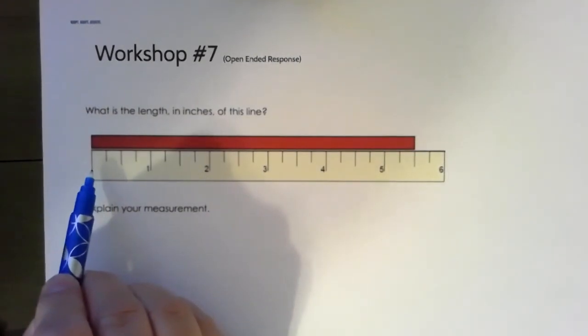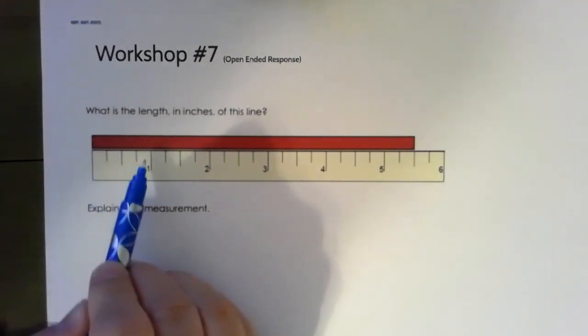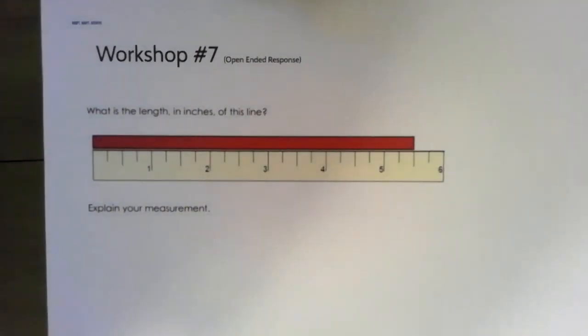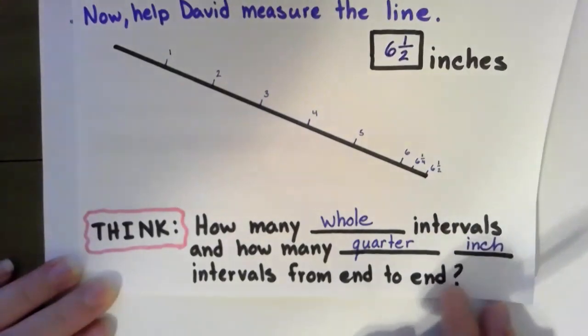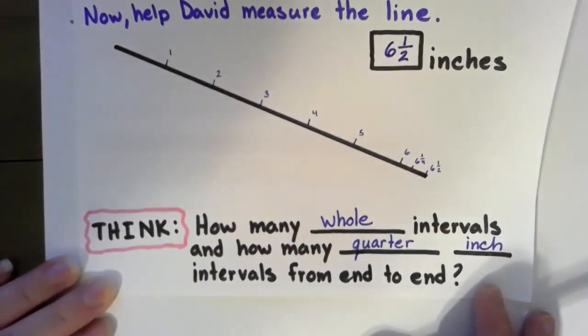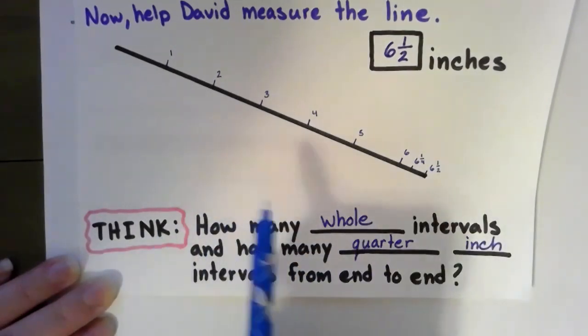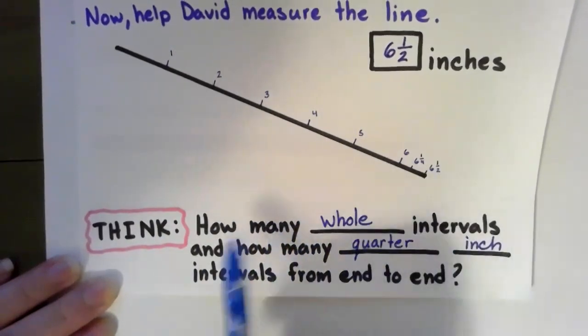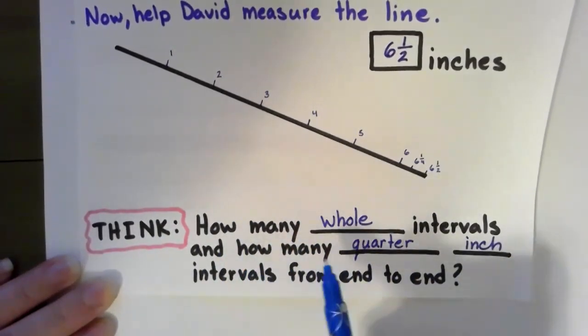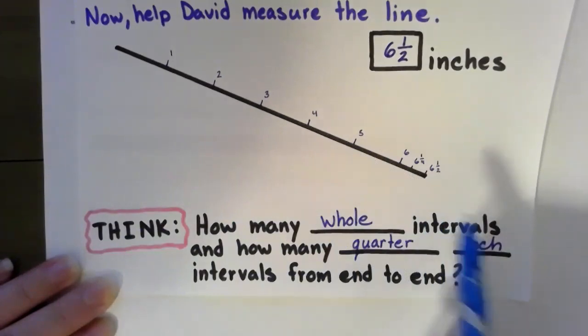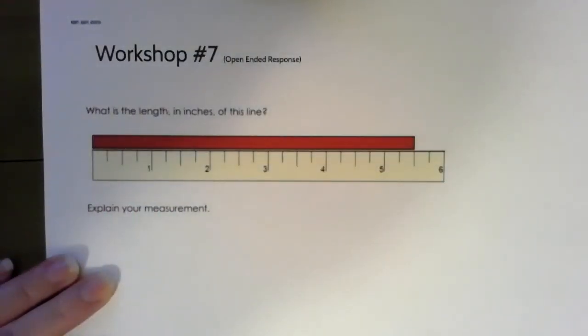We need to go back and look at our thinking question so that we can remember how to do this. Let's look at our VA. Here's our thinking question. Go ahead and read it to yourself one time. Do you remember what to do? Great. We need to think how many whole intervals and how many quarter inch intervals from end to end when measuring our object. So let's take a look.